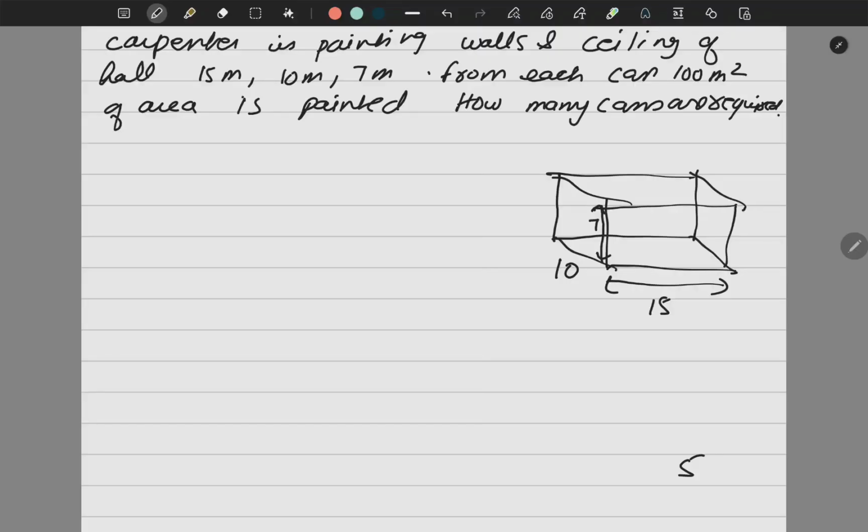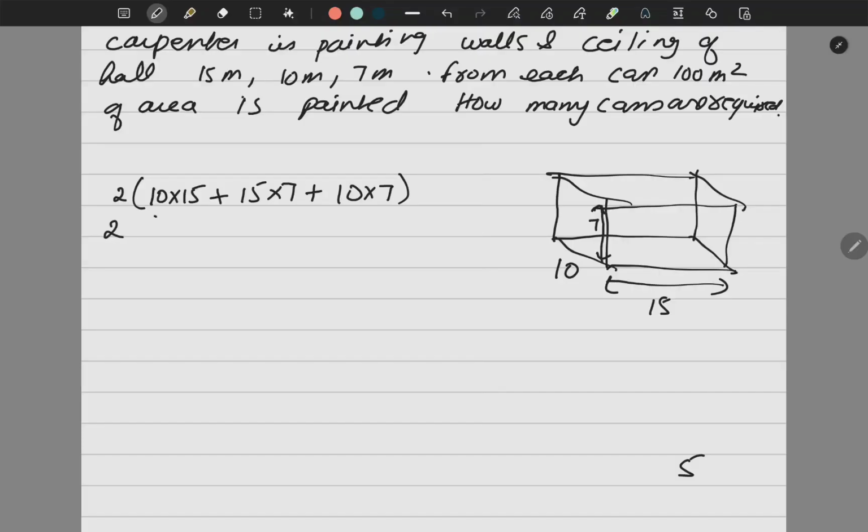Or you can write down the area in the other way. I am taking all this. So let us do it in the other way now, not as the previous question. I will find out the total surface area. So total surface area is what? 10 into 15. You write the formula in the exam because otherwise the teacher will cut your marks. 15 into 7 plus 10 into 7.